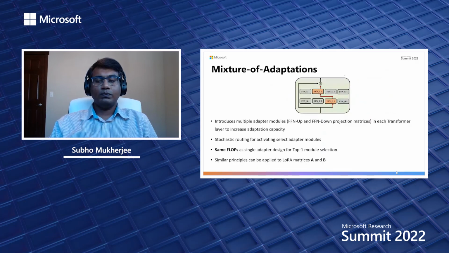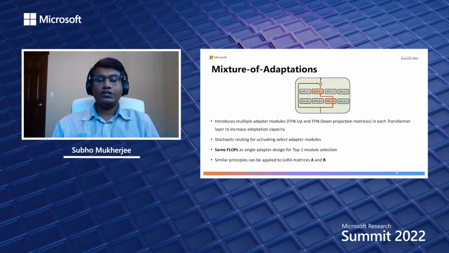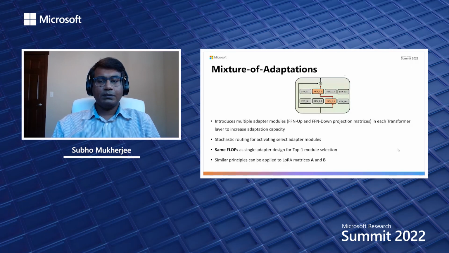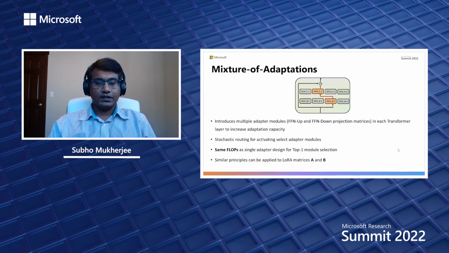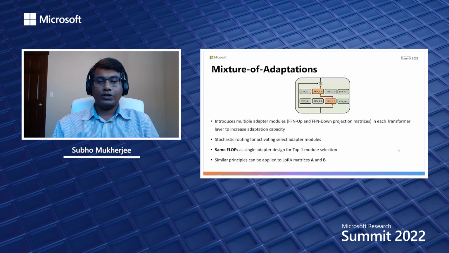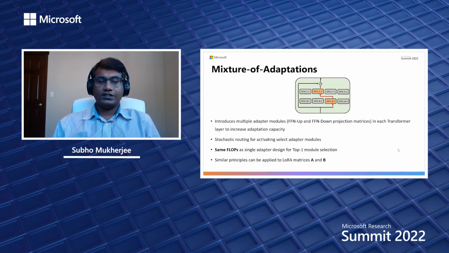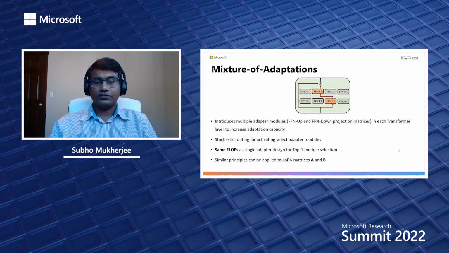AdaMix extends this idea to a mixture of adaptations. Instead of using just one adaptation module, AdaMix introduces multiple modules to obtain different views of the task. Multiple modules increase the adaptation capacity. However, to reduce the computational cost like flops, AdaMix leverages ideas from mixture of experts and stochastic routing to sparsely update these modules. This results in the same amount of flops as a single adapter design for top-one module selection, but with increased capacity. Similar principles can also be applied to LoRA matrices A and B.